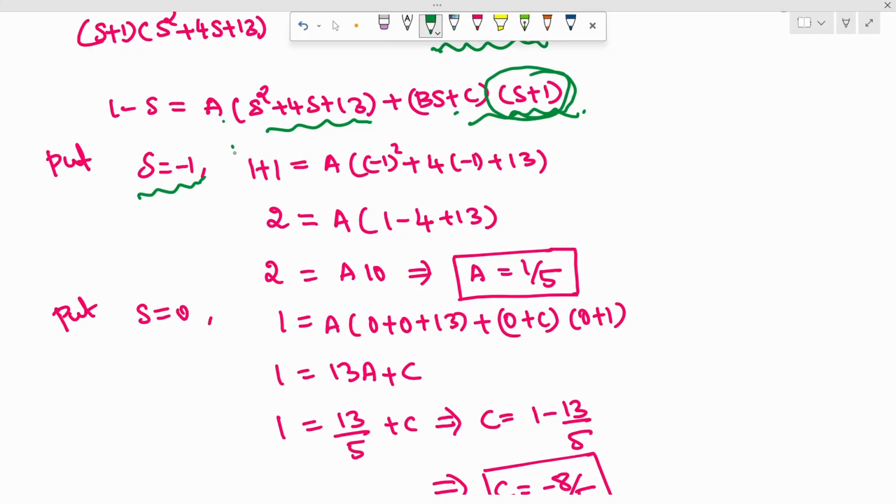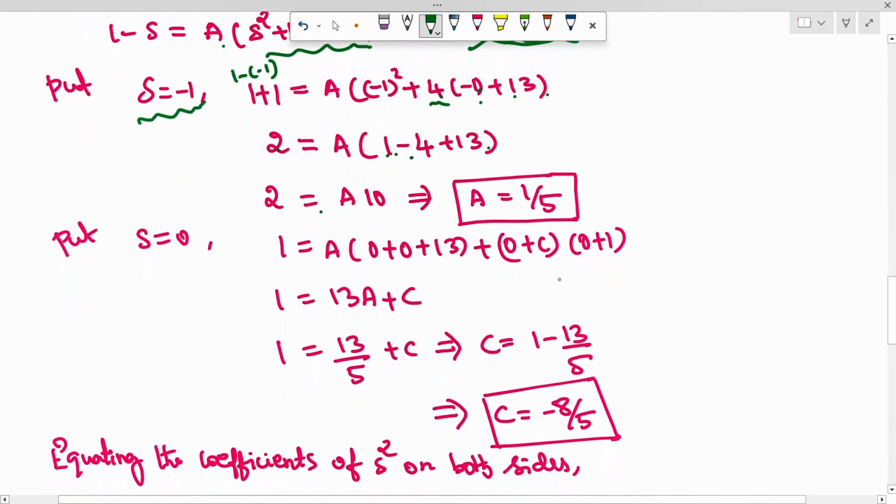Okay. The left hand side, 1 minus of minus 1 is 1 plus 1, equal to A into, in the first term substitute s is equal to minus 1, A into minus 1 whole square plus 4 into minus 1 plus 13. Left hand side value 1 plus 1 is 2, equal to A into minus 1 whole square will be plus 1, 4 into minus 1 will be minus 4, plus 13. 2 equal to, simplify this one, 1 minus 4 will be minus 3, minus 3 plus 13 will be 10, 10A. Therefore A is equal to 2 by 10. 2 by 10 is nothing but 1 by 5.